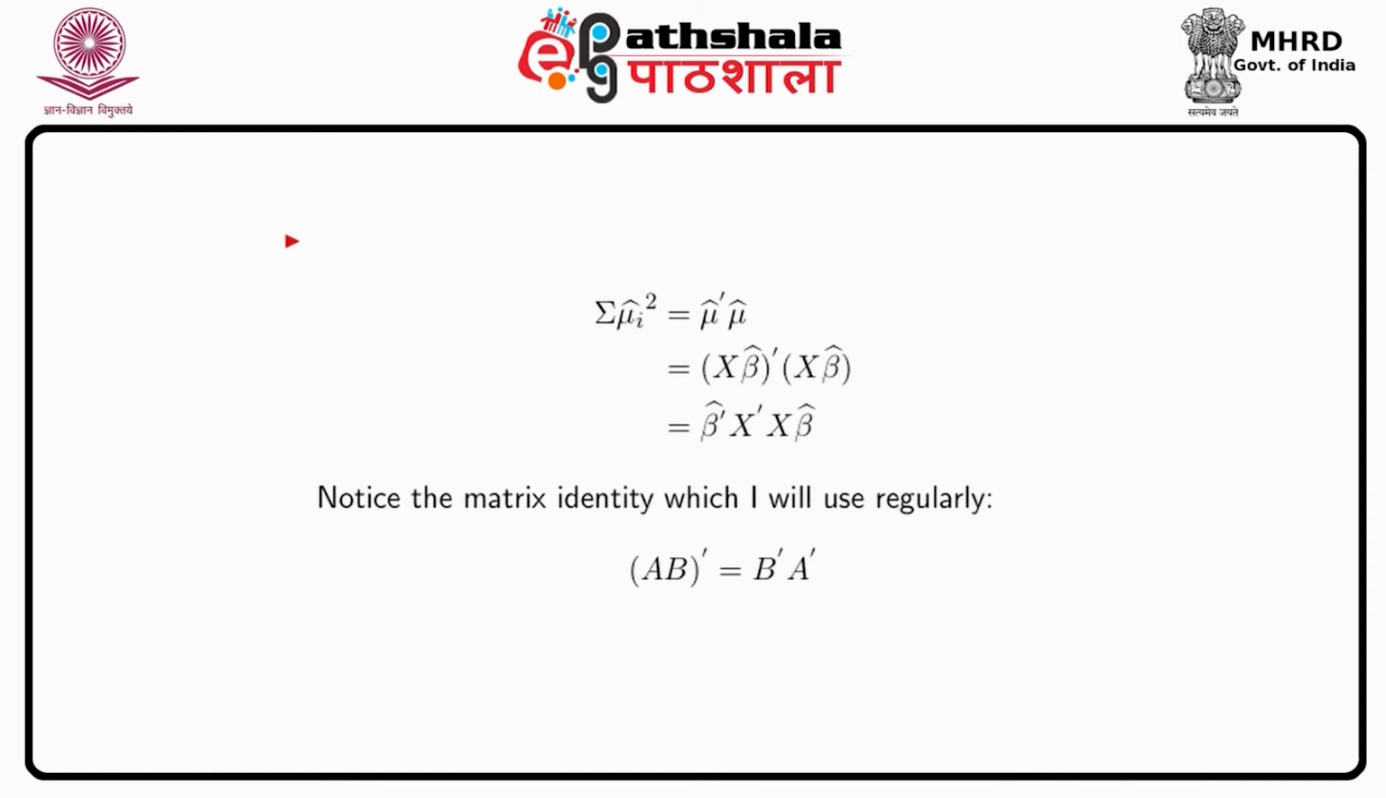So summation mu i hat square, the regression sum of squares, can be written as the dot product of the transpose of mu hat and mu hat. Now, mu hat can be represented as x times beta hat, so its transpose times x times beta hat translates into beta hat prime x prime times x times beta hat. Now notice that the matrix identity which we will use regularly is (A times B) whole transpose equals B transpose times A transpose, which is exactly what we have used in the previous derivation.